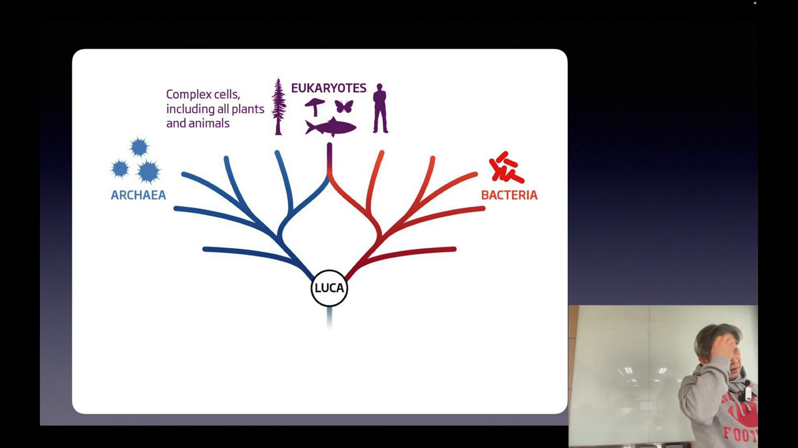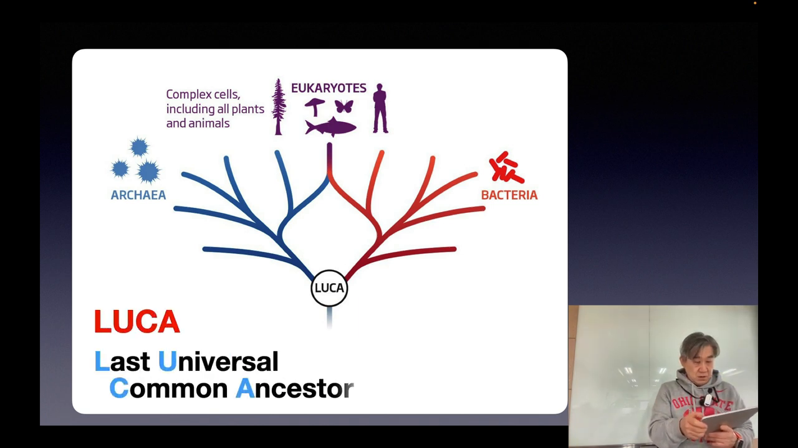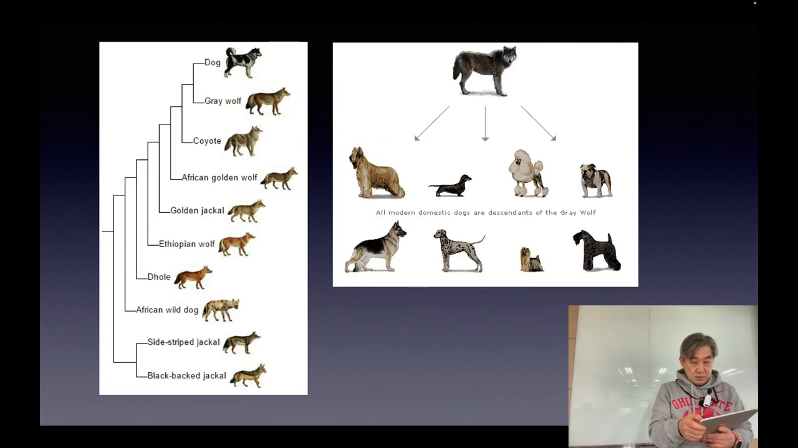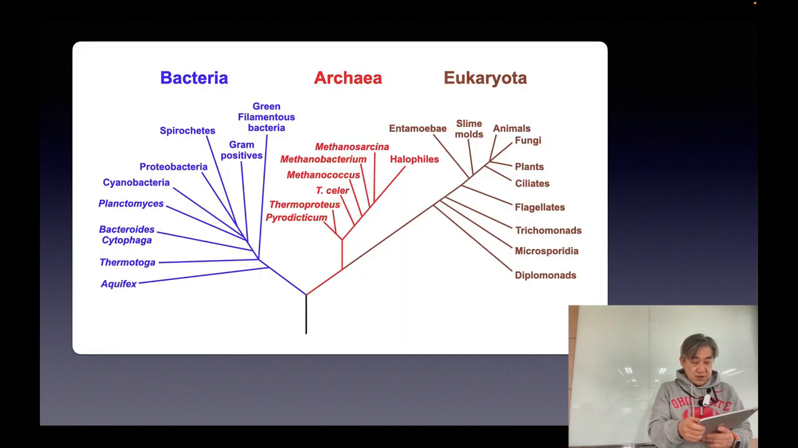Last week we talked about diversity and speciation starting from the common ancestor, the very first common ancestor called LUCA. And so, that's species.